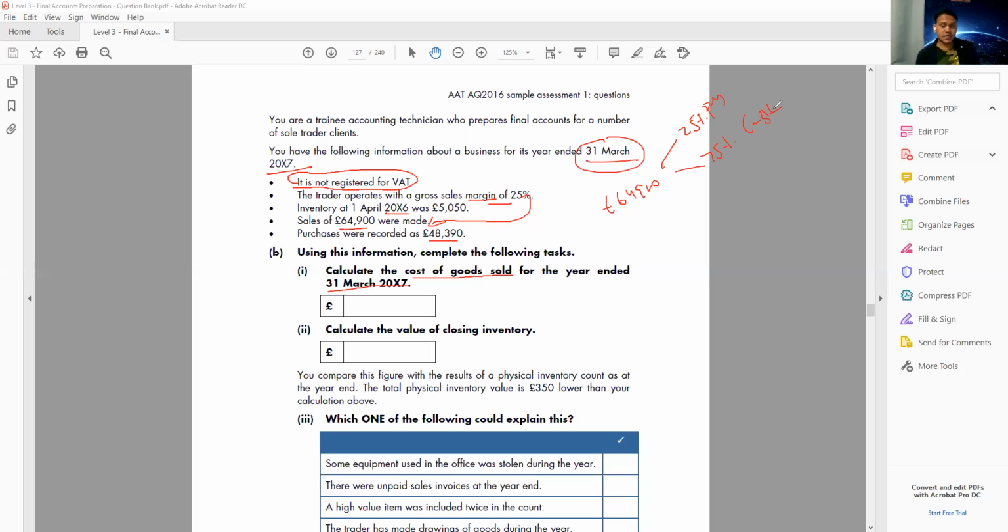So if 64,900 is the total sales, and my profit is 25%, how much will be the cost? I can minus the 25% from here, or I can do 75% straight away of that. So 64,900 times 75% gives us 48,675.